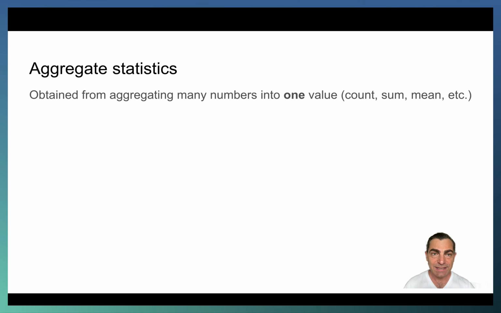So what is an aggregate statistic? In general, the idea is that it's a number that is generated using several numbers that are aggregated into one that represents a property of a group.